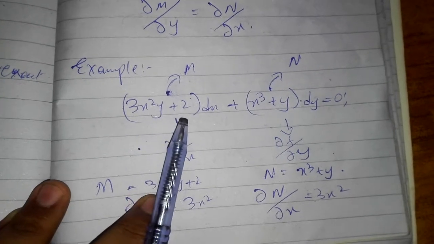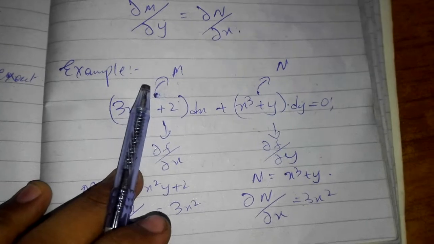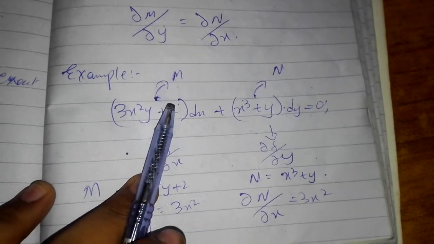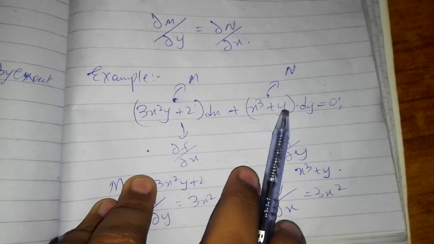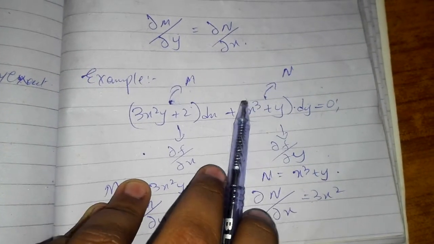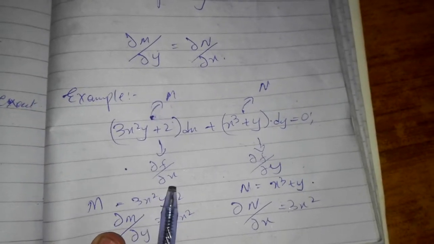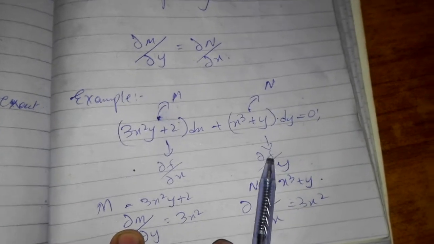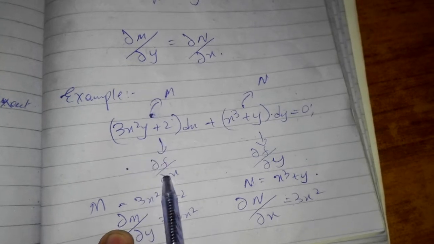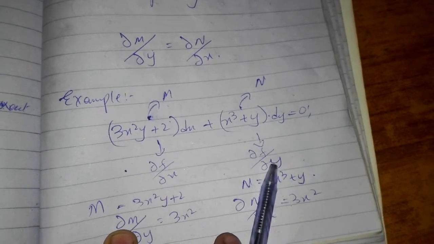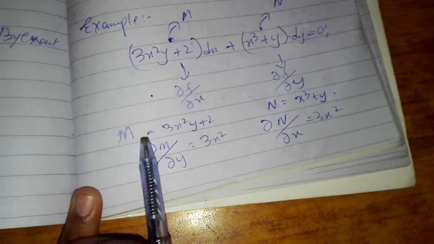The example is (3x²y + 2) dx, that is M. As I told you above, M goes with dx. Now the other one will be (x³ + y) dy, so the other one goes with N. So here it is ∂f/∂x and ∂f/∂y. The first one is ∂f/∂x and the second one is ∂f/∂y.